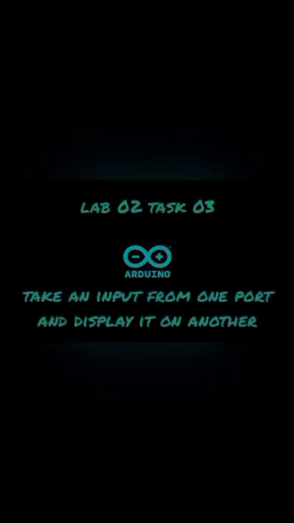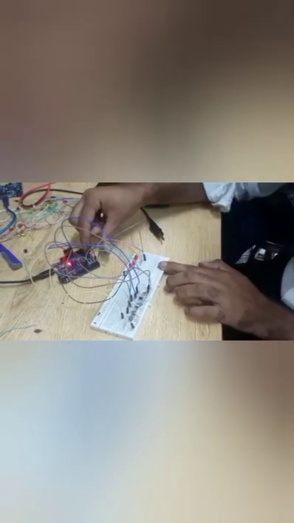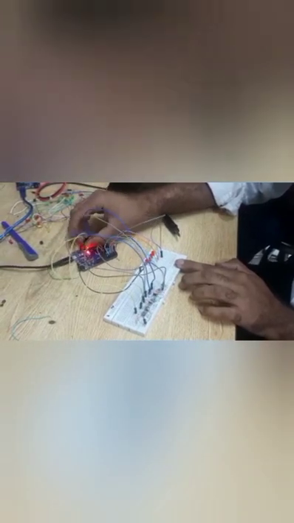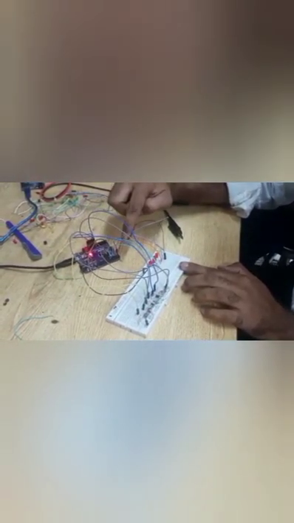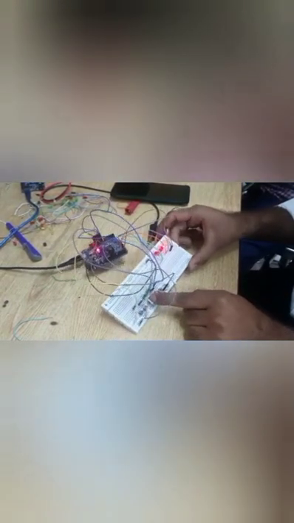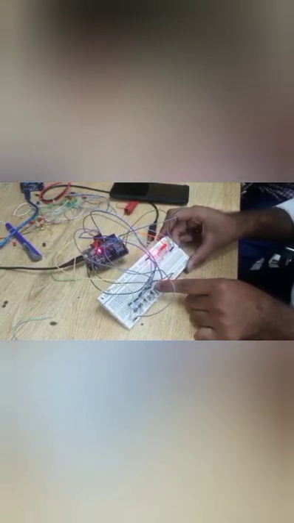Now in lab 2 task 3, we have to take an input from the buttons, and then display the input that we're giving on the port from port C to port D. When I press the button, the input is printed at the particular port. For example, if I press the first bit, then the first bit of the LED is turned on. If I press the third bit, then the third bit of the LED is printed in the form of 1.